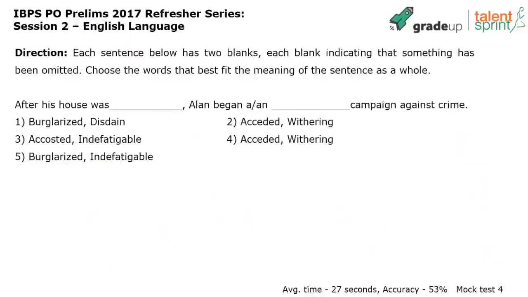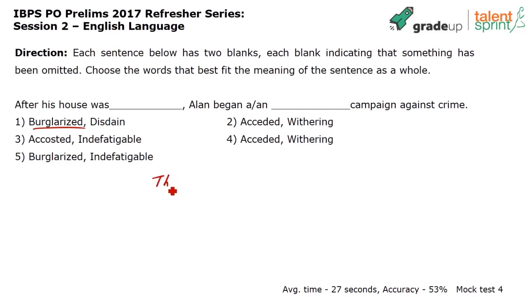Following? After his house was dashed, Alan began an campaign against crime. My options are burglarized, disdain, acceded, withering, accosted, indefatigable. So again, words are repeated. Now, these words, maybe the only word that you probably know is burglarized, right? Burglar, burgled. That's probably the only word that you know, right?